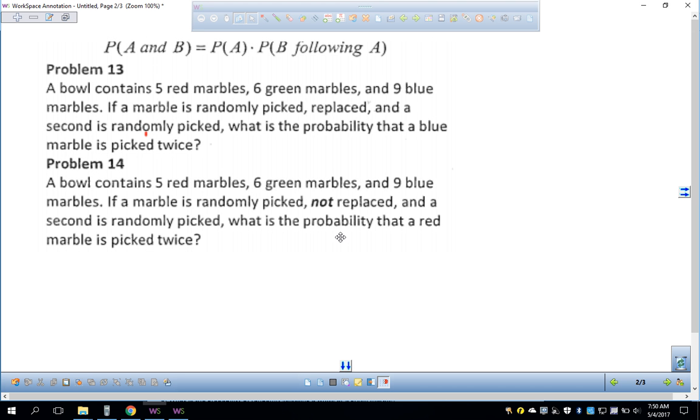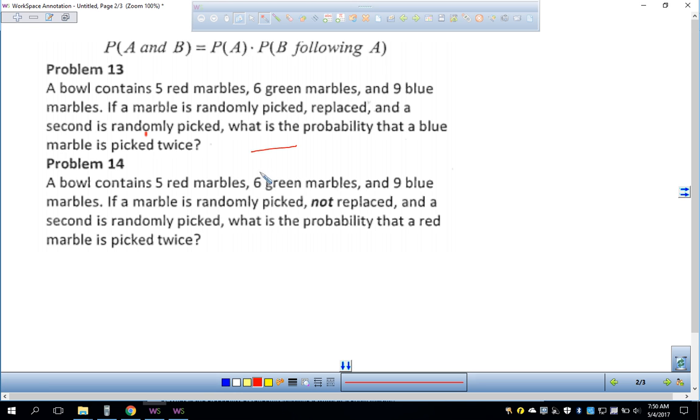A bowl contains 5 red marbles, 6 green marbles, 9 blue marbles. If a marble is picked randomly and replaced, and a second is randomly picked, what is the probability that a blue marble is picked twice? How many marbles do I have altogether?